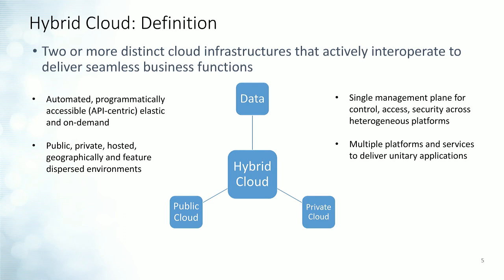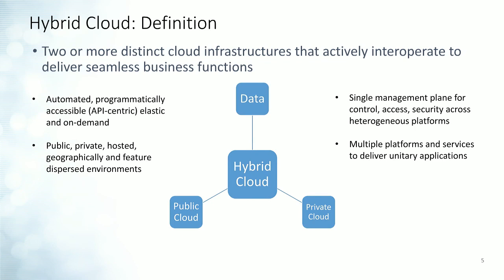But what really defines a hybrid cloud experience, a hybrid cloud environment, is that you have a single management plane for controls, access, and security across these heterogeneous platforms, and that these multiple platforms and services deliver unitary applications that, if you look at the surface of them, you wouldn't know, or you wouldn't care, possibly, that they consume more than one location-independent cloud environment. It's a pretty simple concept. If you look at the diagram we have there, that's our snapshot architecture diagram. Data and applications at the top, public cloud, private cloud, hybrid cloud in the middle being the unifying factor. This is kind of the ideal state.